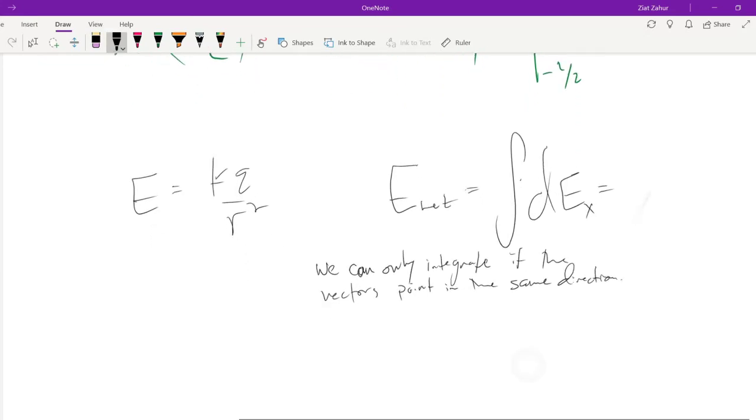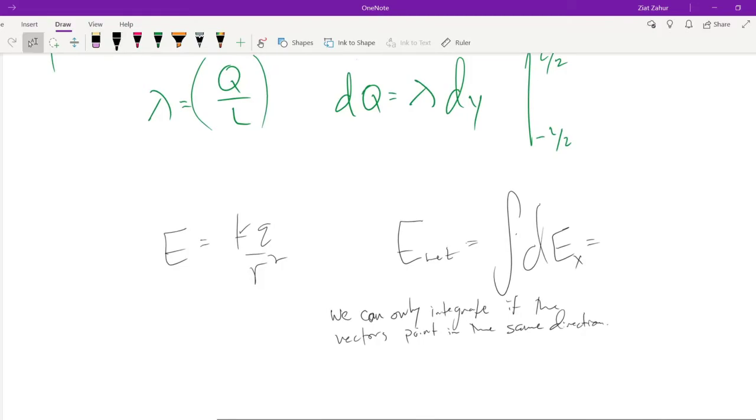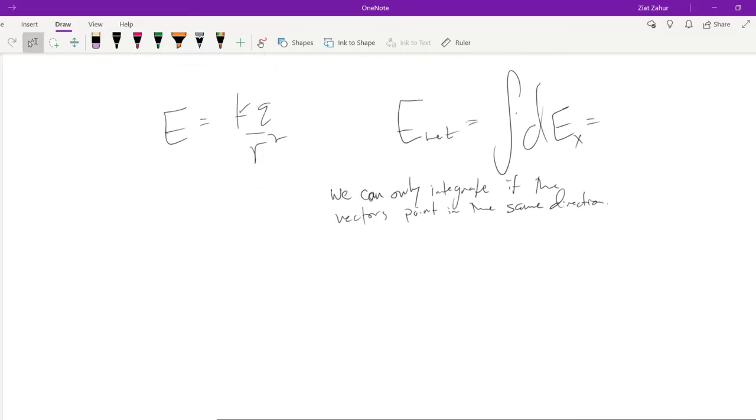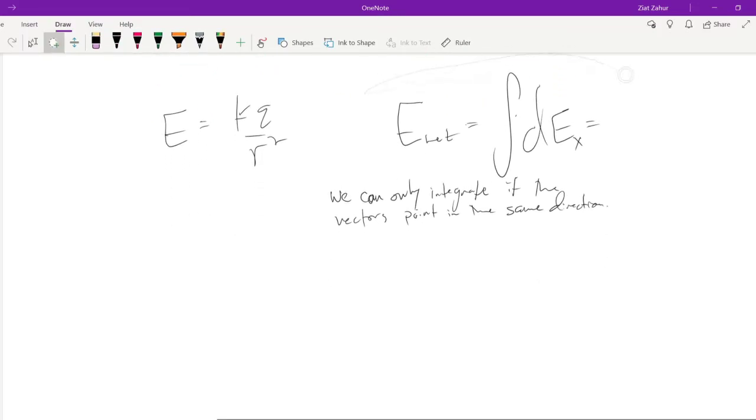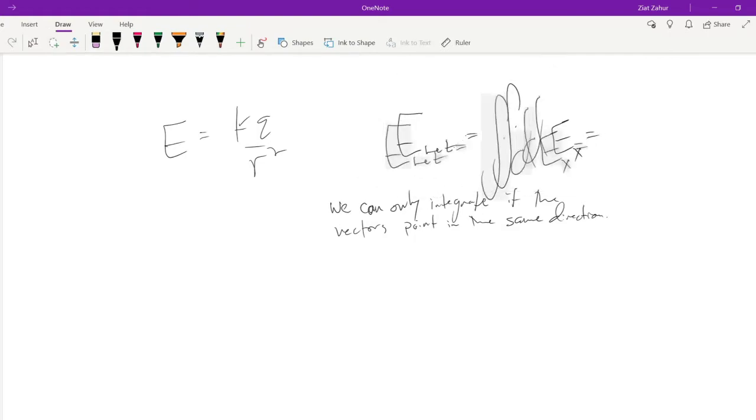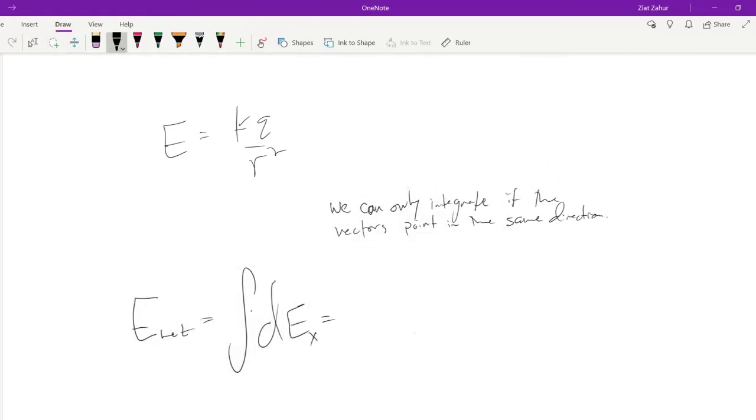Okay, so what are we integrating? I'm running out of space, so let me move this. We're integrating all the x component of E's, so that would be k. And it's okay to use k, especially when you're doing these types of integrals. The only time you want to change k is when you start using Gauss's law.